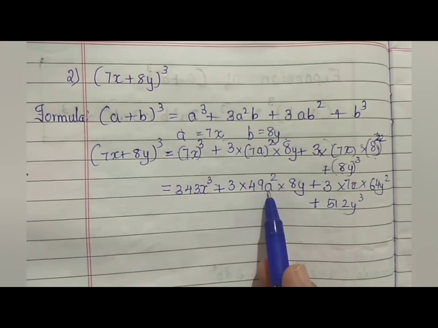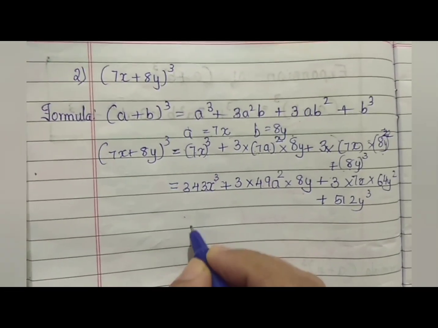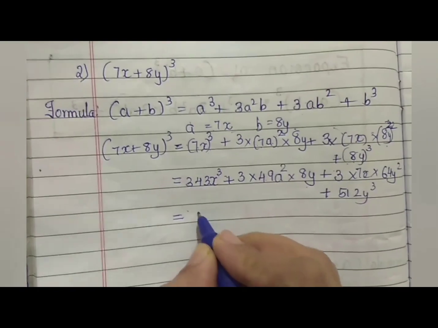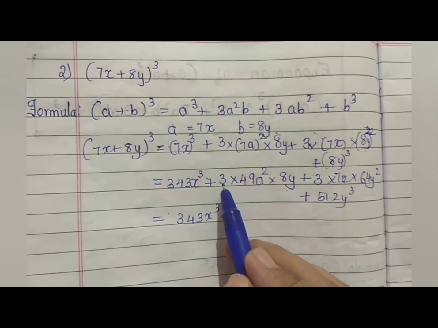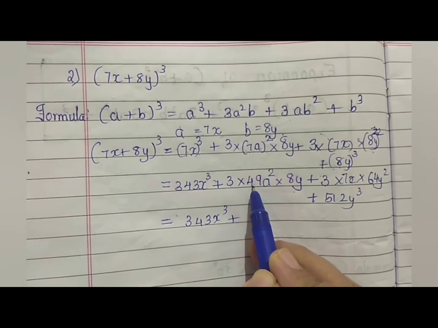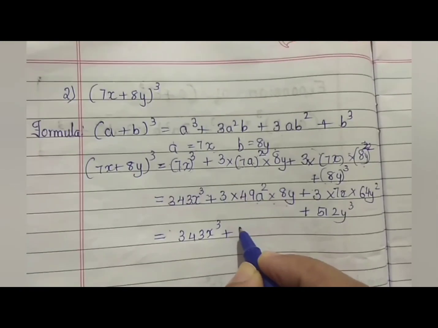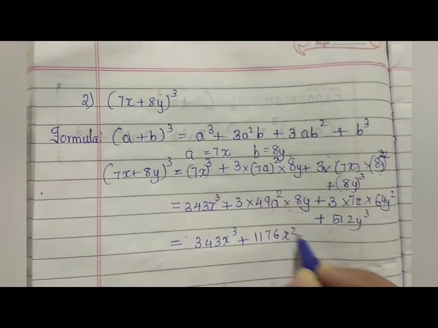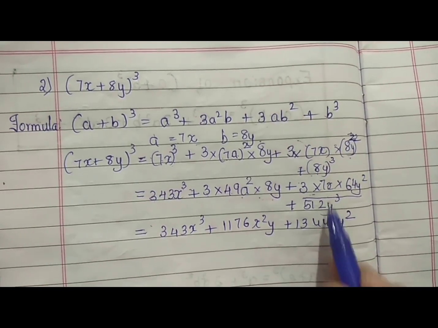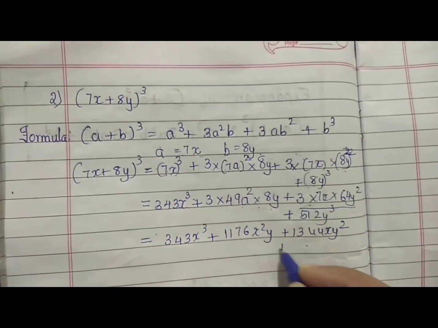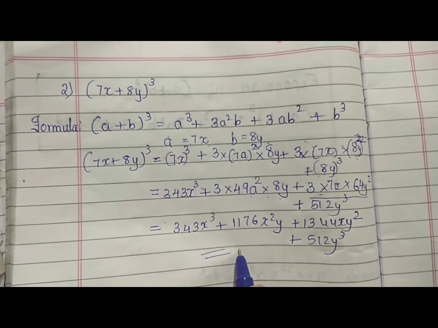The only part remaining in this sum is to multiply these numbers to find the product. So let us write it down as it is. You're supposed to multiply 3 multiplied by 49x² multiplied by 8y. The answer that you will get is 1176x²y. This is the answer. So this number you will get after multiplying. The last part is 512y³. This is the final answer.